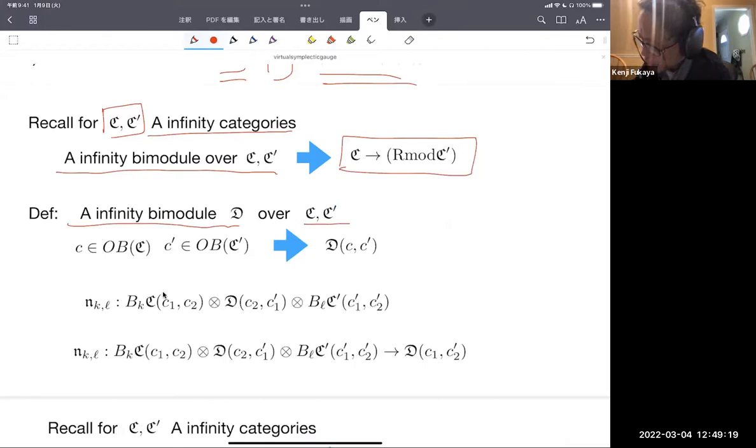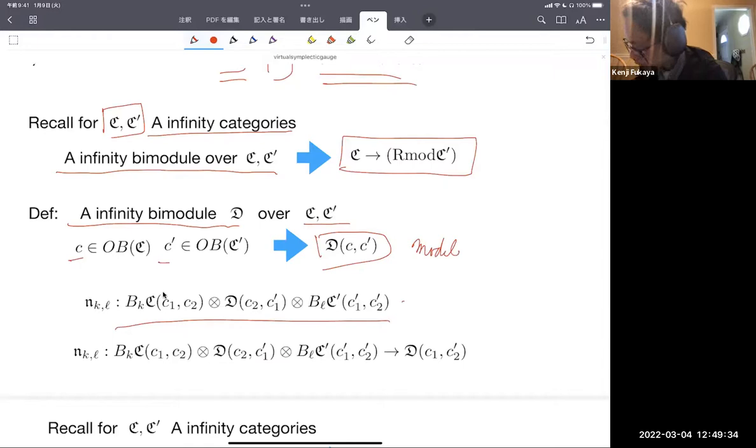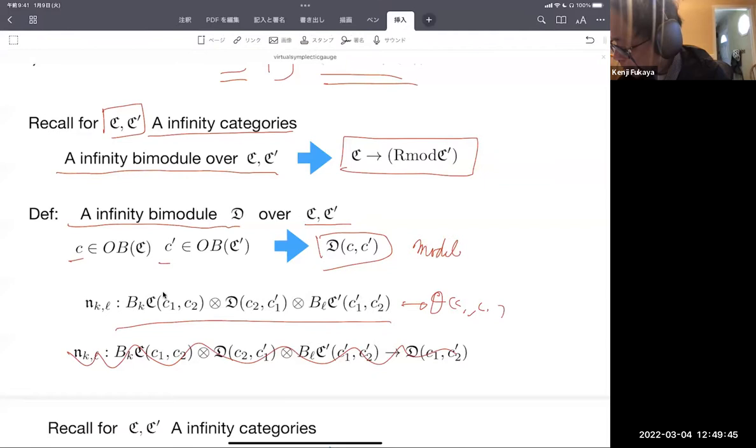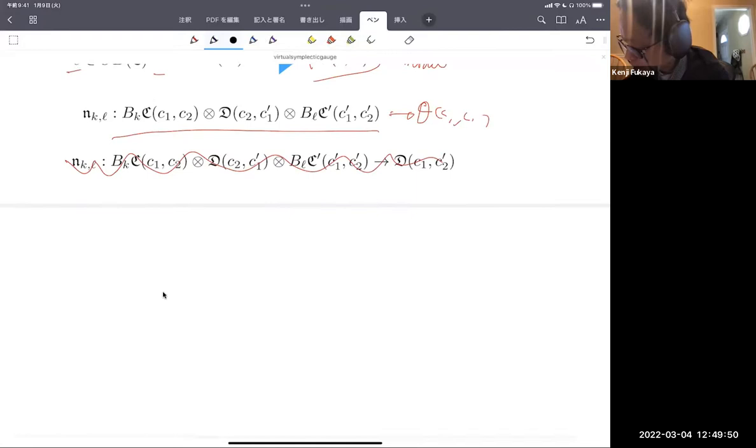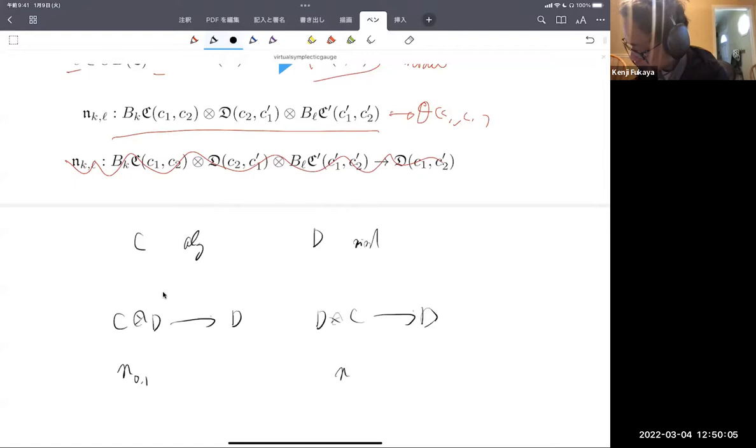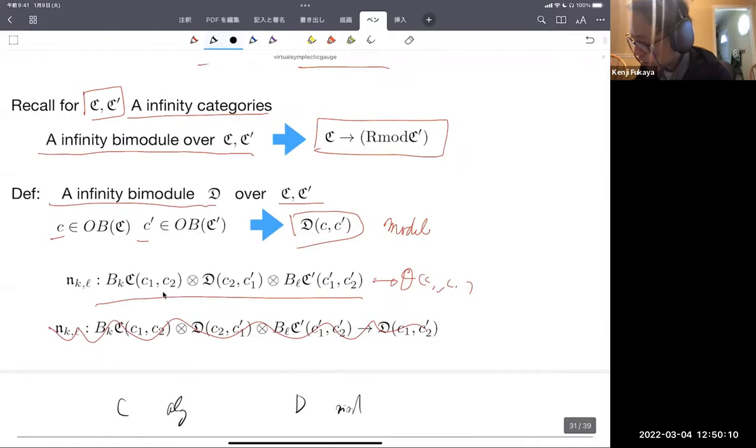If we have two objects C and C prime, then we have this module D(C, C prime), and we have these operations. In a simpler case, if you have a C algebra, then for a D bimodule you just have a map from C tensor D to D, and D tensor C to D. So this is m_{0,1} and this is m_{1,0}. And in this A-infinity setting, you have m_{n,k} for all n and k. So this is the A-infinity bimodule.